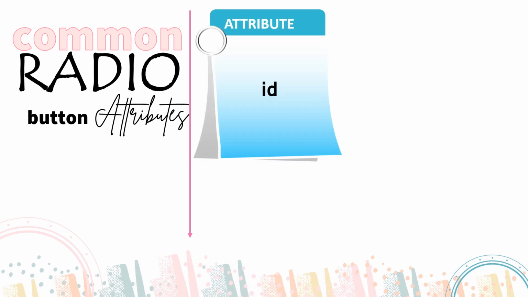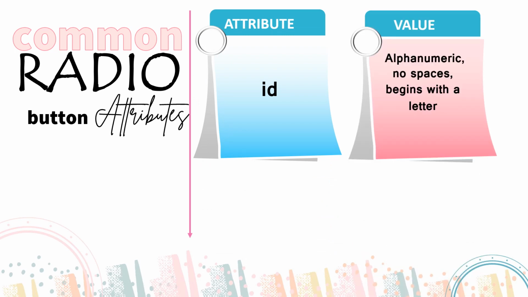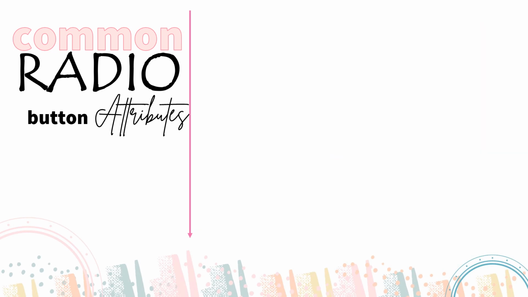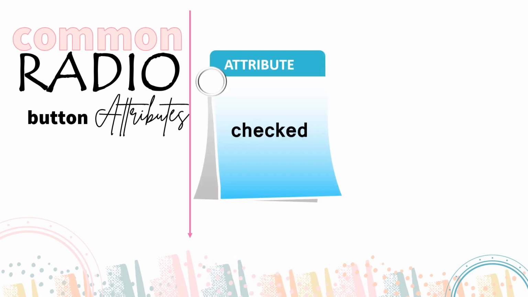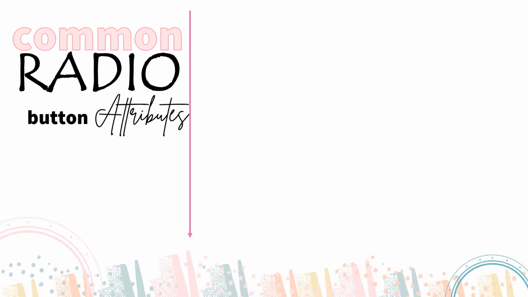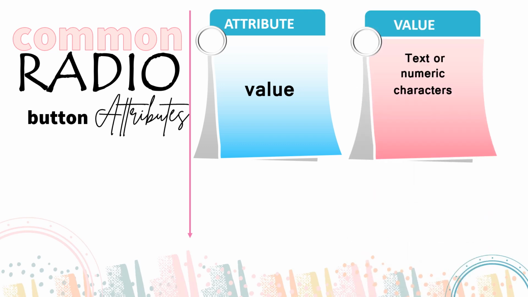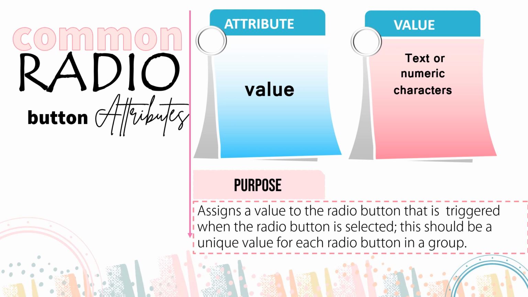The ID attribute, the value: alphanumeric, no spaces, begins with a letter. The purpose: it provides a unique identifier for the form element. Value attribute. Value: it could be text or numeric characters. The purpose: it assigns a value to the radio button that is triggered when the radio button is selected. There should be a unique value for each radio button in a group.